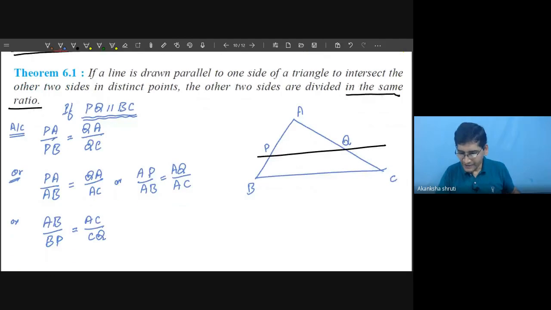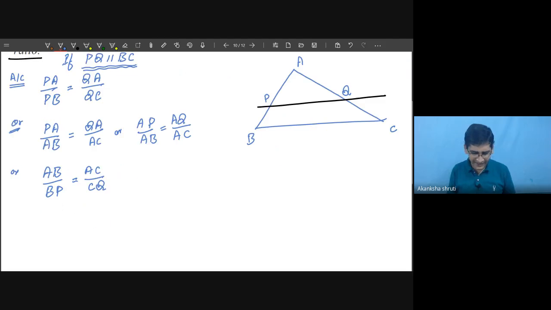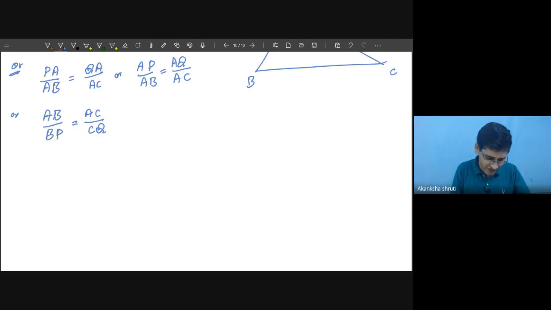If a line is parallel to one of the sides, then the ratios of the two sides will be the same, or the line will divide the other two sides in the same ratio. Same ratio means mathematically the two ratios will be equal. So this is what we have to basically prove. So what is given here? For proving this, very first we have to write what is given.